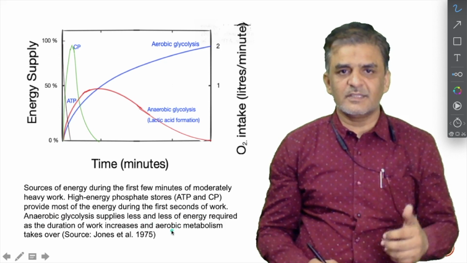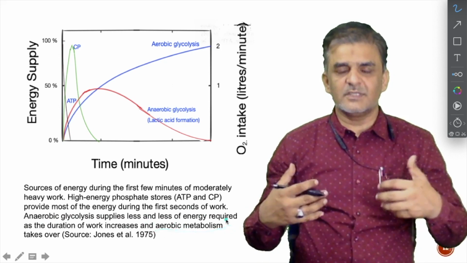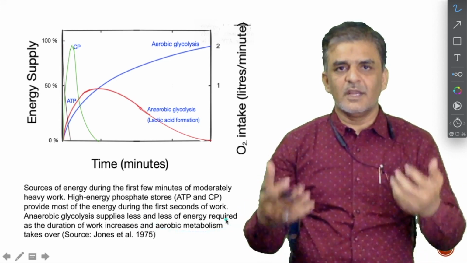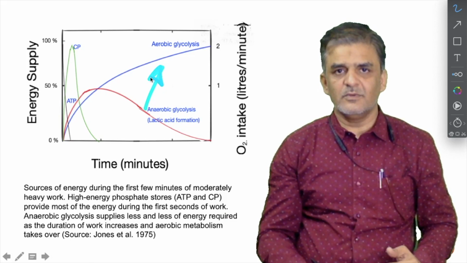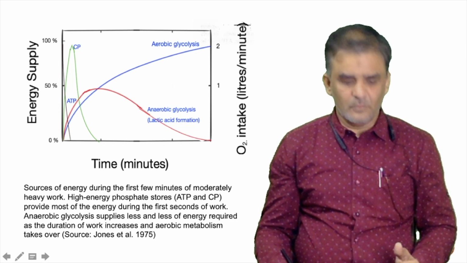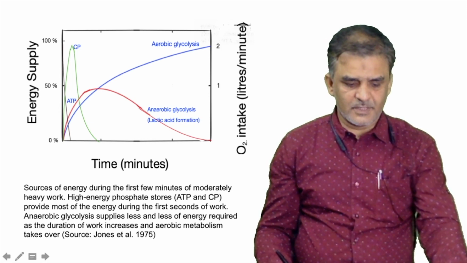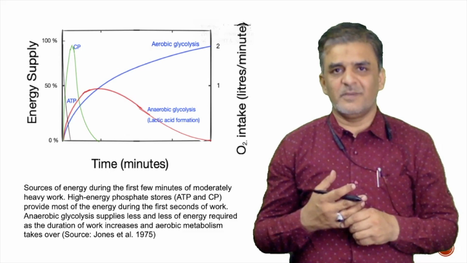So the work increases and aerobic metabolism takes over, because you require more oxygen and the lungs start working more, and you keep on taking in more oxygen. So it takes over from anaerobic to the aerobic glycolysis process. So these are two basic types of working patterns, either aerobic or anaerobic.